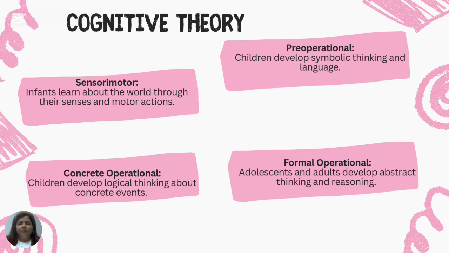They can use symbols to represent objects, such as a pretend plate. They also develop an understanding of different perspectives and can start to understand concepts like conservation. They understand that the amount of something stays the same even if it changes in appearance.